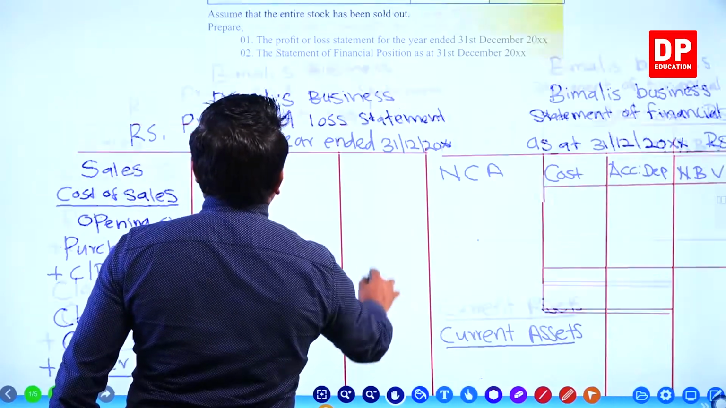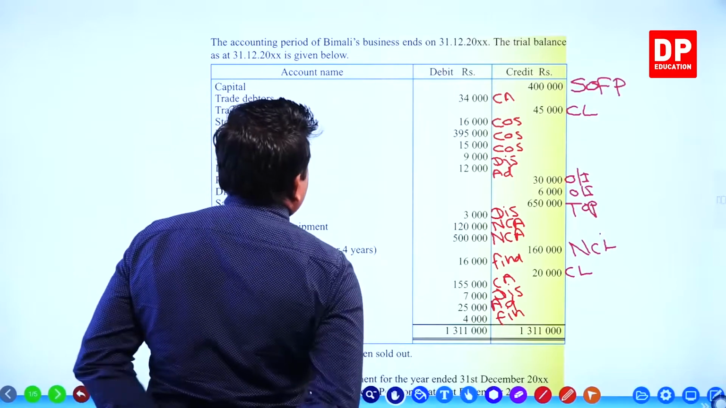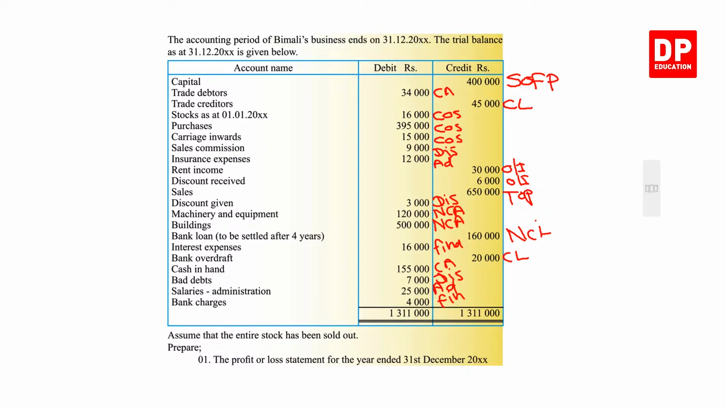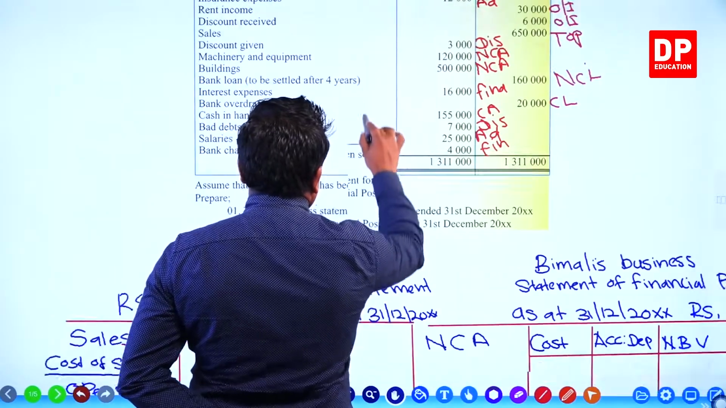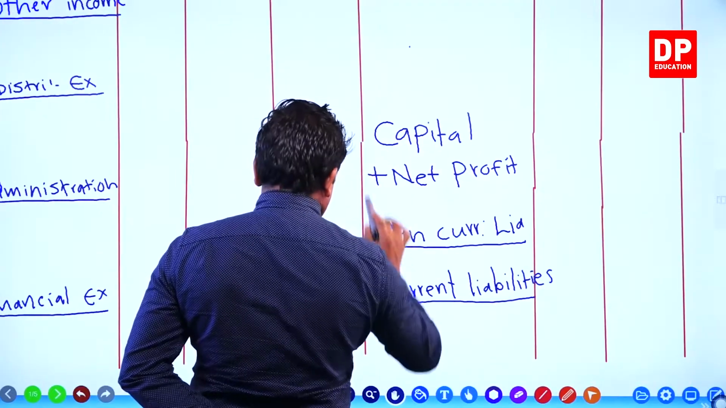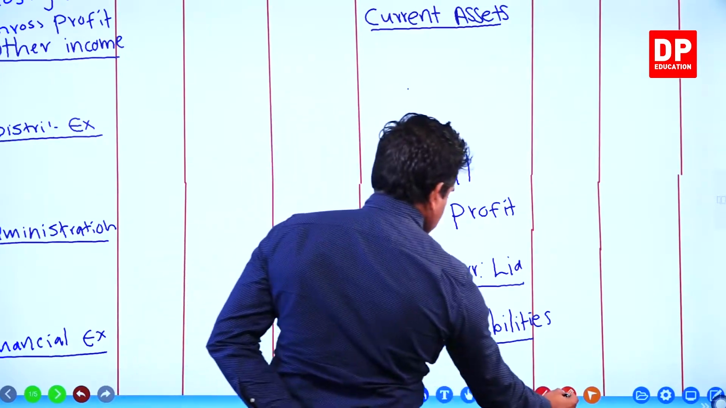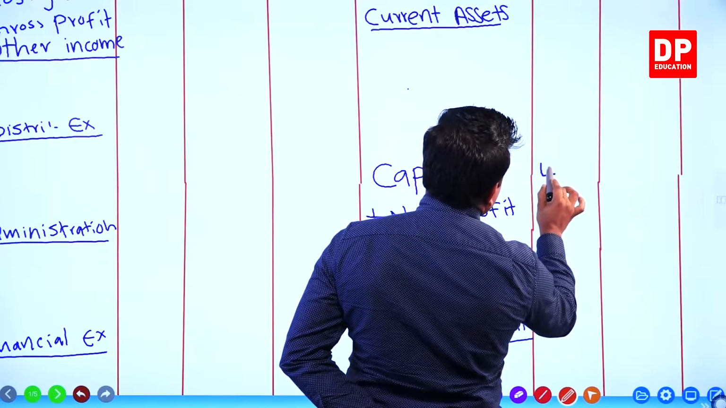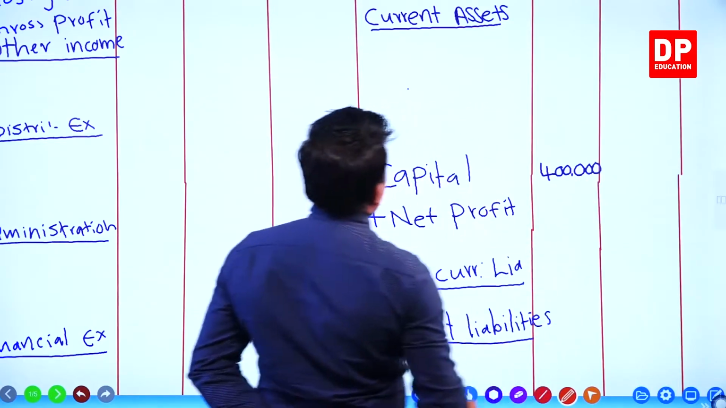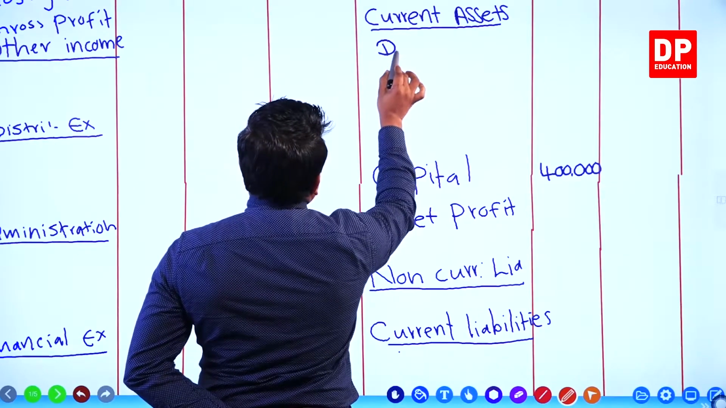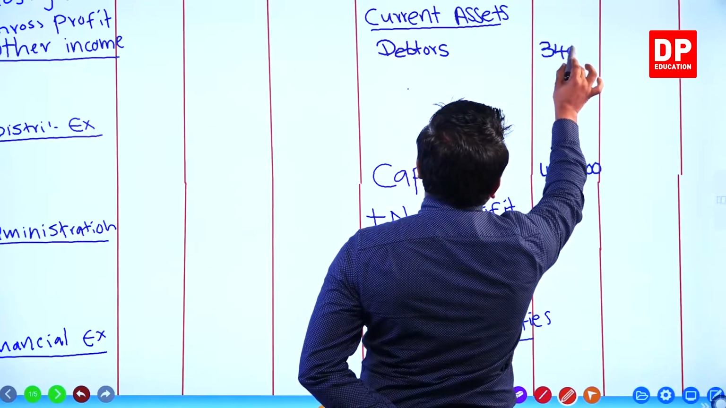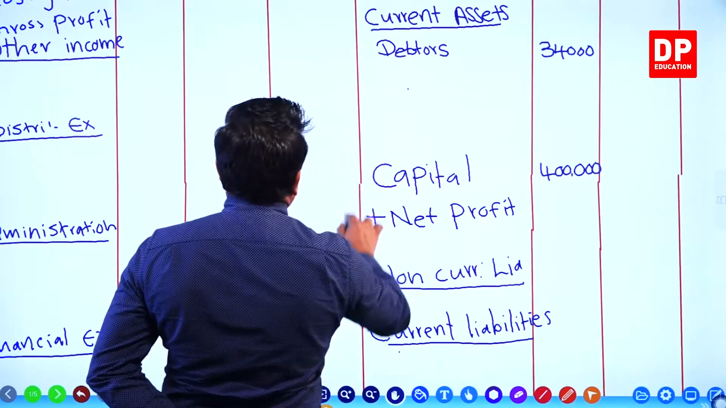Right. What is the first detail? You go to the question now, right? Okay. Capital 400,000, trade debtors 34,000. Both go to the statement of financial position, right? Capital 400,000. Enter here. Capital you wrote, then 400,000 you put here. They have given trade debtors, then you put debtors is enough. Under the current assets, debtors. How much they have given? 34,000. You enter here, 34,000.